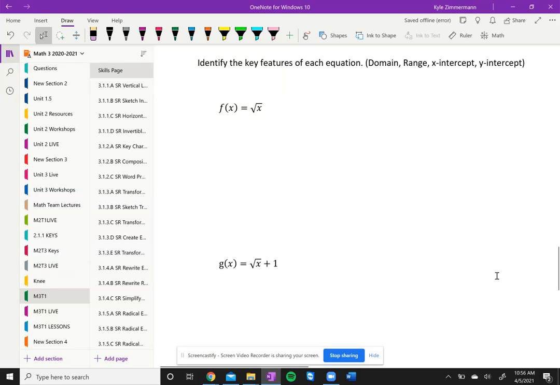Hey team, it's Mr. Z, and today we're going to look at some key features of equations and basically how to draw some of the interview questions from no graph. Let's take a closer look.